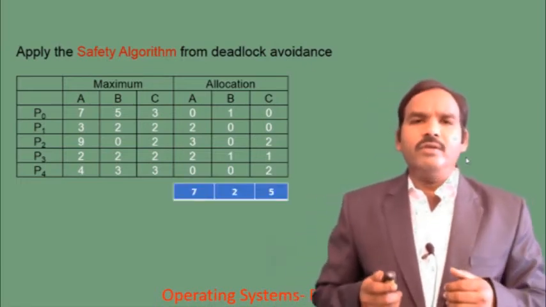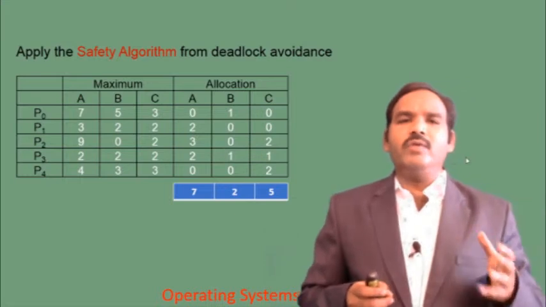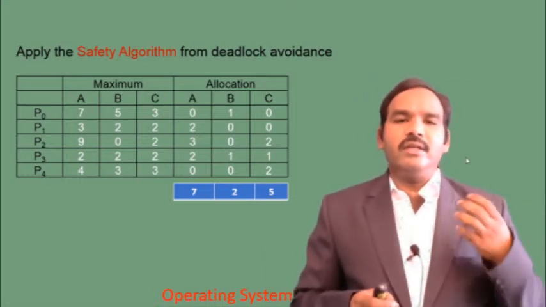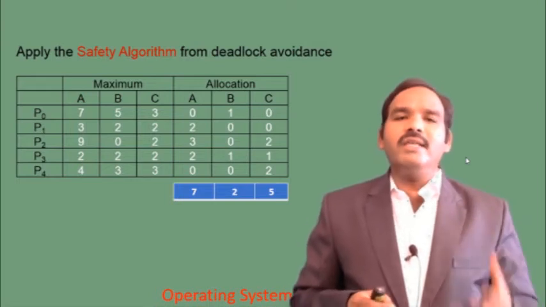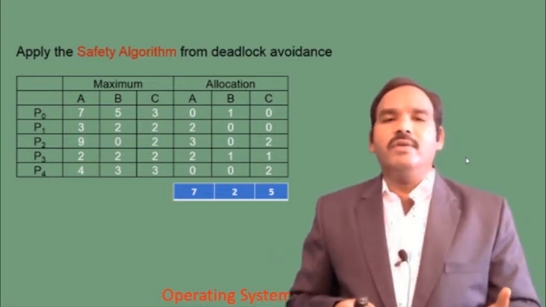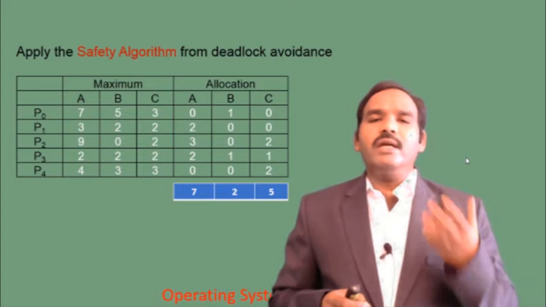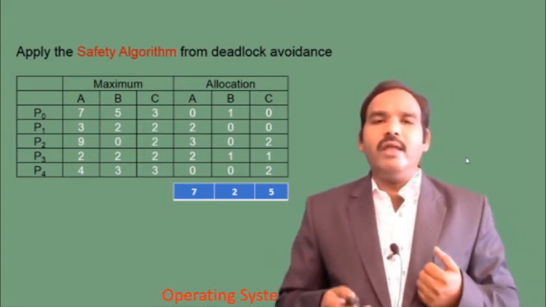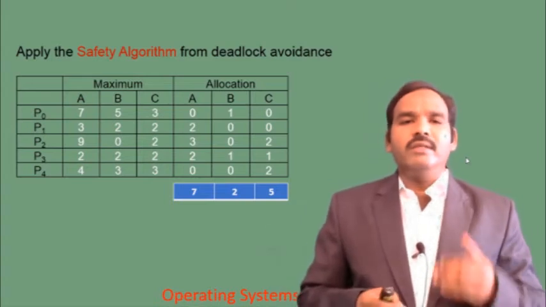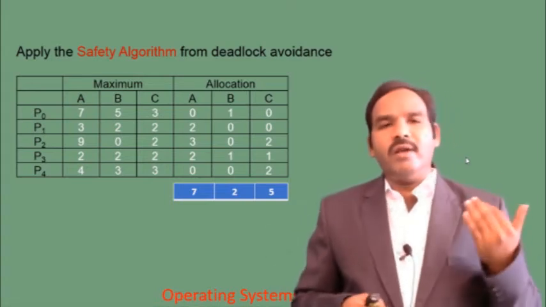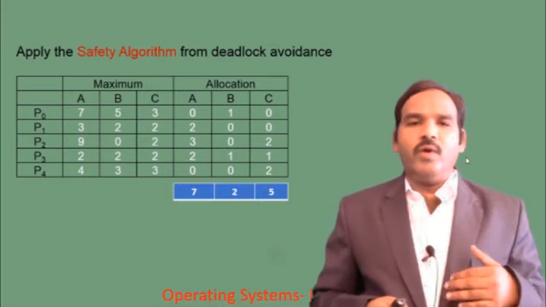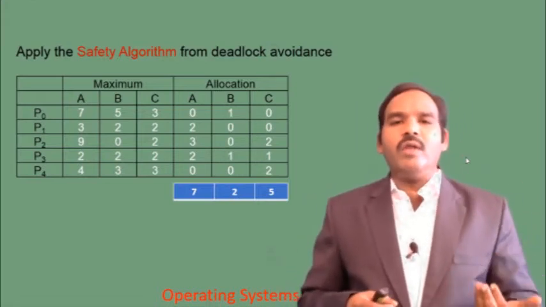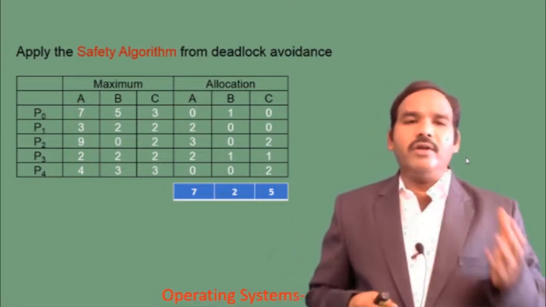With this data, what are we going to calculate first? First we are going to calculate the total allocation of resource type A instances, the total allocation of resource B, and the total allocation of resource C. We have calculated this, and you can see in the table that 7 instances of A are already allocated to processes P0 to P4, 2 instances of B are allocated to P0 to P4, and 5 instances of C are allocated to P0 to P4.